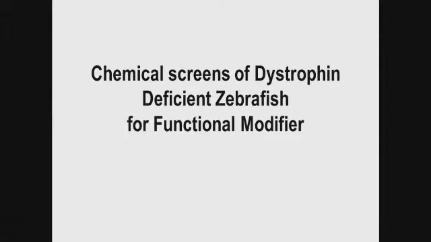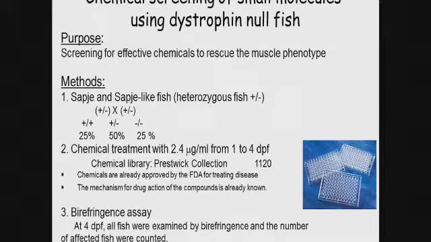So first, I'm going to tell you about chemical screens in dystrophin-deficient zebrafish to look for a functional modifier. So the way this is done is you take the fish, you mate them, and the sapje is a dystrophin-deficient fish. It's an autosomal recessive disorder. So 25% of the animals are affected, the remainder are unaffected. We then take chemical libraries that are available to us at Harvard as well as at other institutions. These are libraries of known mode of action compounds.